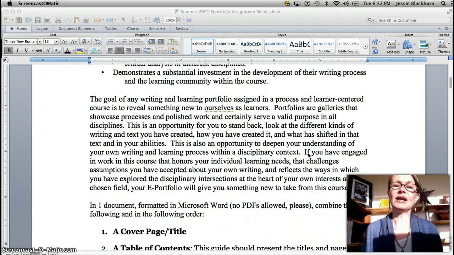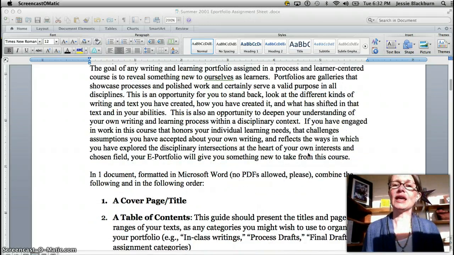So the goal of any writing and learning portfolio assigned in a process and learner-centered course is to reveal something new to ourselves as learners. Portfolios are galleries that showcase processes and polished work and certainly serve a valid purpose in all disciplines. This is an opportunity for you to stand back, look at the different kinds of writing and text you've created, how you've created it, and what has shifted in that text and in your abilities. This is also an opportunity to deepen your understanding of your own writing and learning process within a disciplinary context.